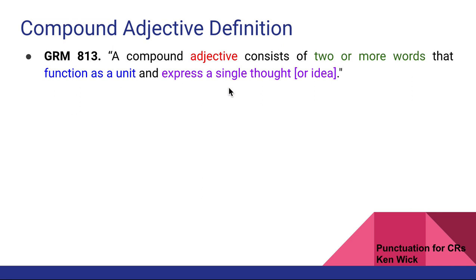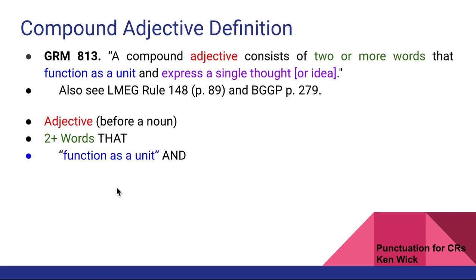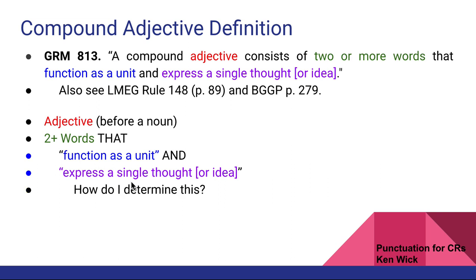A compound adjective consists of 2 or more words that function as a unit and express a single thought or idea. You can find the same basic definition in those 2 references. So we know it's an adjective, so it comes before a noun, and it's 2 or more words that function as a unit and express a single thought or idea. We may have some vague concept of what this is, but how do we determine this? Do we have a tool that we can use to determine if something is functioning as a unit?